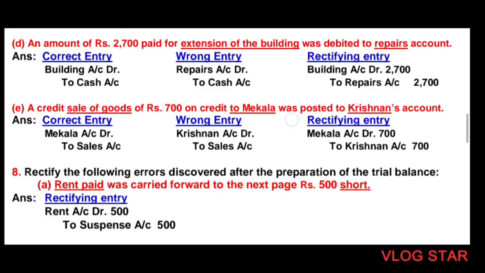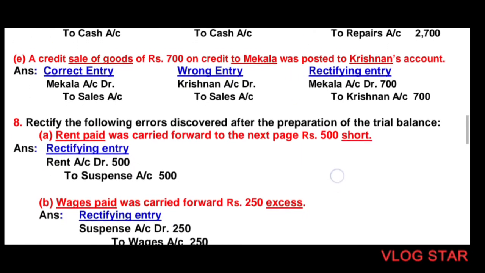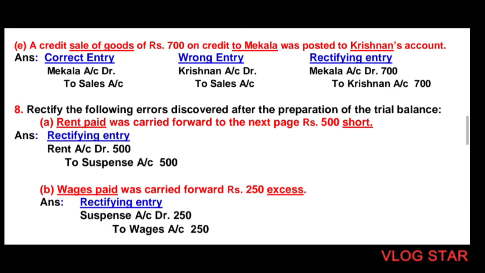Next question. A credit sale of goods of rupees 700 on credit to Meghala was posted to Krishnan account. So what happened? Sale of goods to Meghala. Instead of Meghala, they wrote the name Krishnan. Wrongly, they wrote the name as Krishnan.